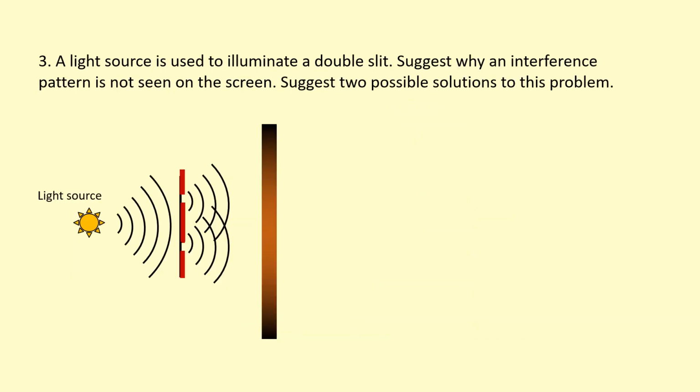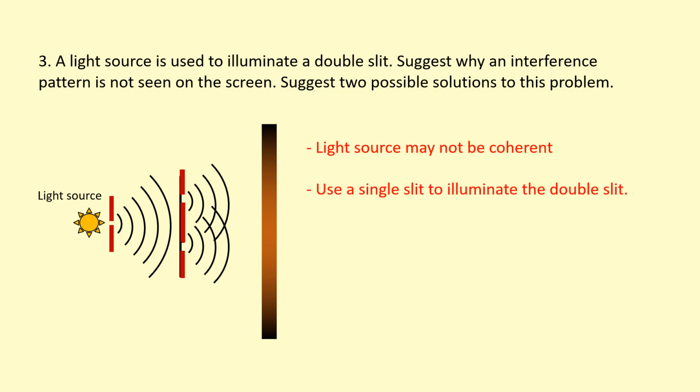Okay, in this question, we've got a light source which is used to illuminate a double slit. Suggest why an interference pattern is not seen on the screen. Suggest two possible solutions. Okay, so one of the reasons why there might be no interference pattern is because maybe the light source isn't coherent. So how can we make it coherent?